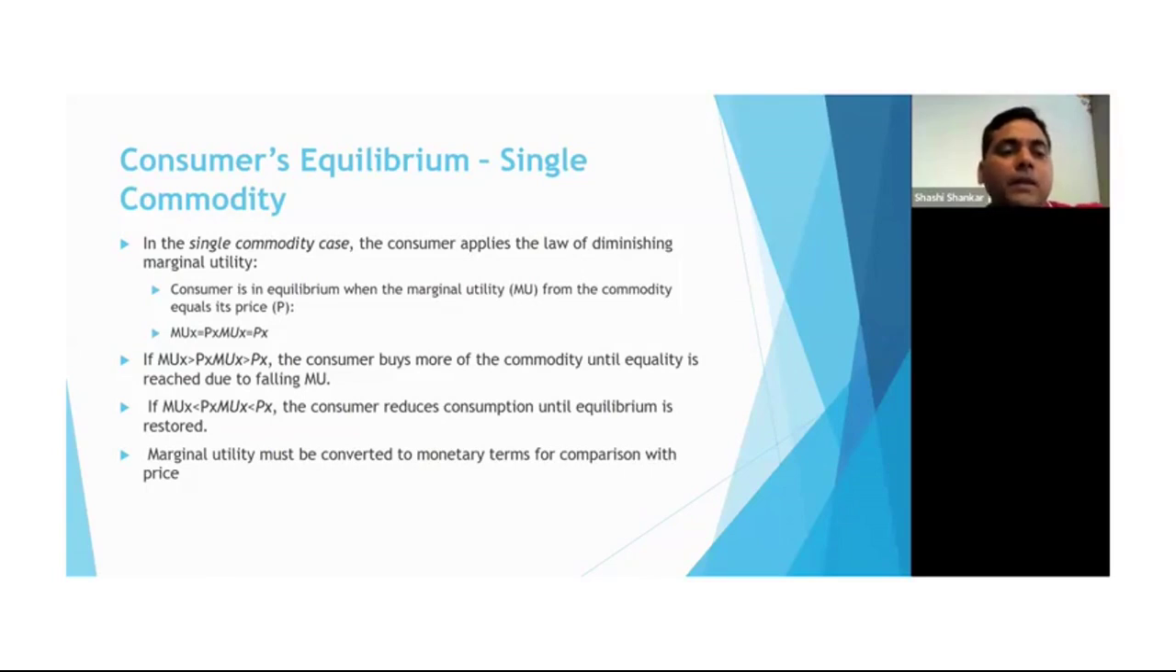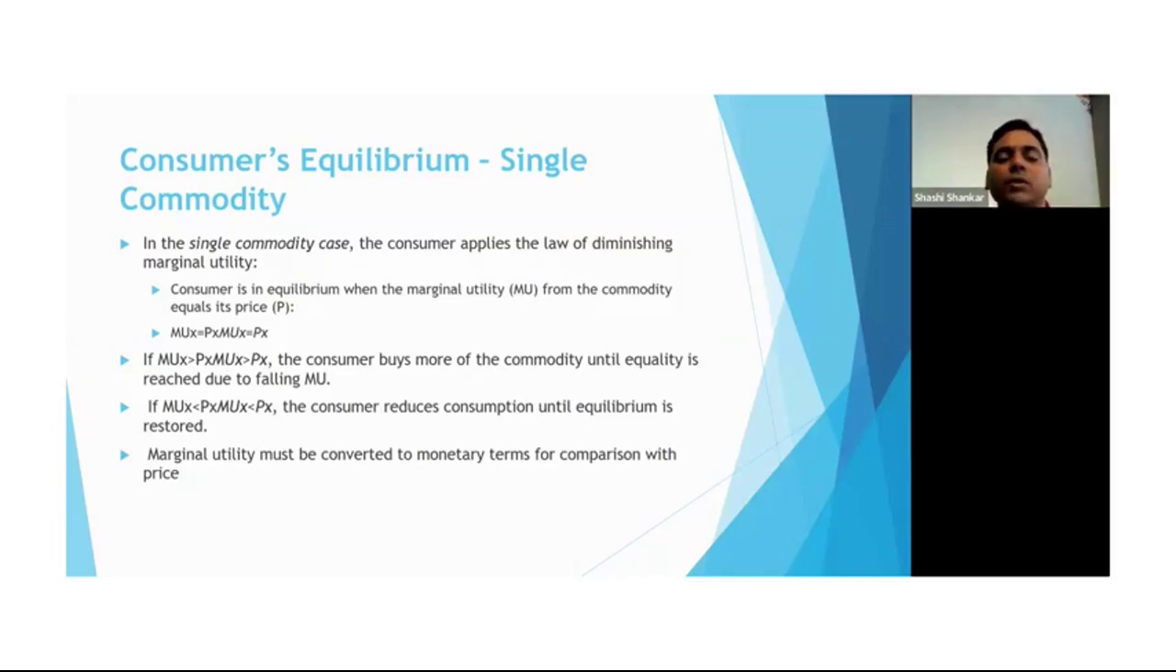In the single commodity case, the consumer applies the law of diminishing marginal utility. As we are aware, after a certain extent, the consumption of one extra unit will start diminishing the satisfaction level. It starts diminishing the utility. So here the law of diminishing marginal utility applies in the single commodity case.